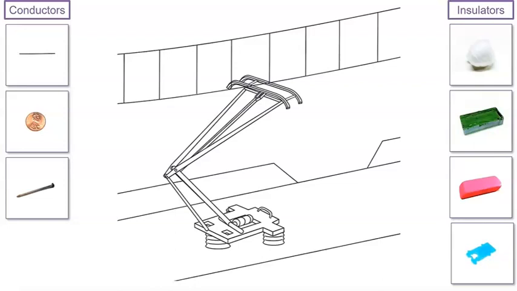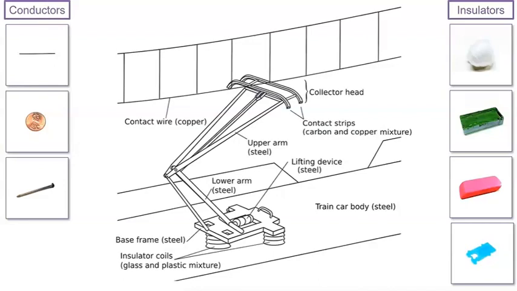Look at this pantograph diagram. The outside of the train, or the train car body, is made of steel, like the nail. In our investigation, we found that the steel nail is a conductor. So we know the train car body is a conductor. I labeled the rest of the diagram for us.